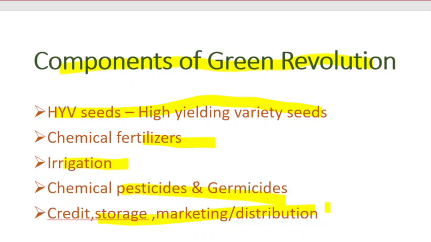Then storage should be there so that these seeds can be distributed to other states of the country. And marketing and distribution, when the produce is all set to be distributed. Say the rice is kept in the warehouse, now it has to be distributed in Maharashtra or in our state, Chhattisgarh. Okay, so that is for the distribution and marketing of rice and whatever production has been made.